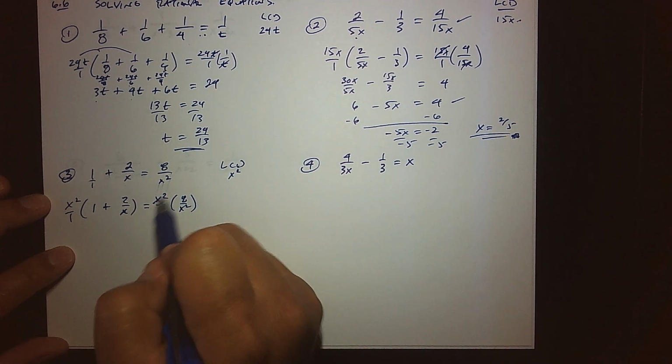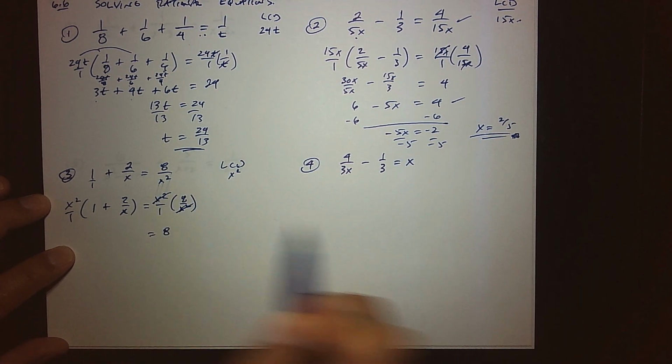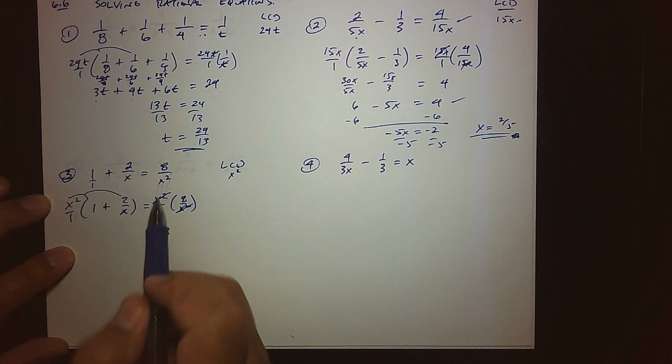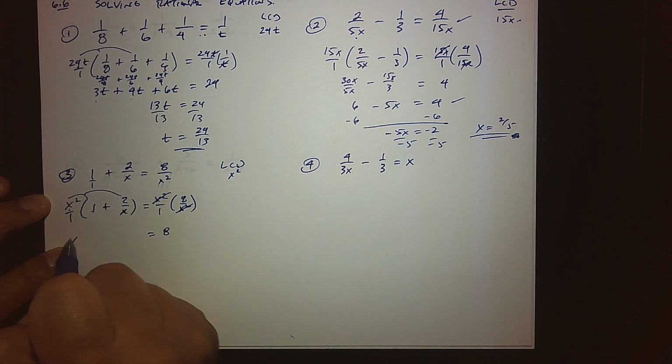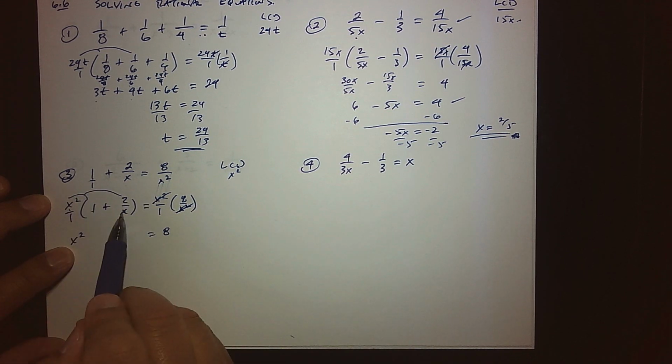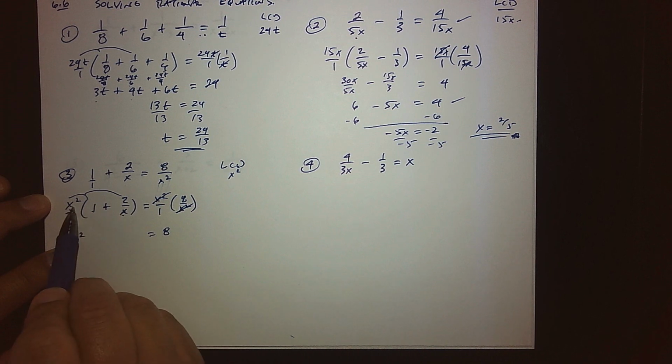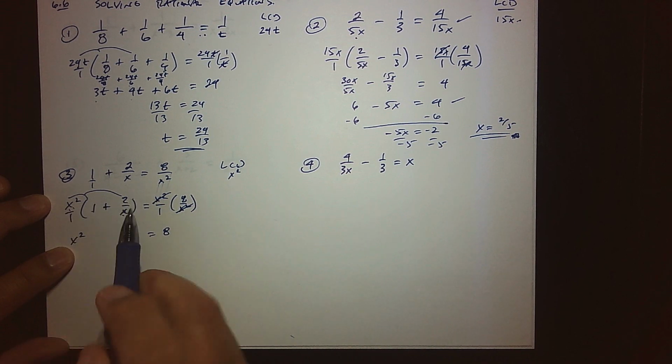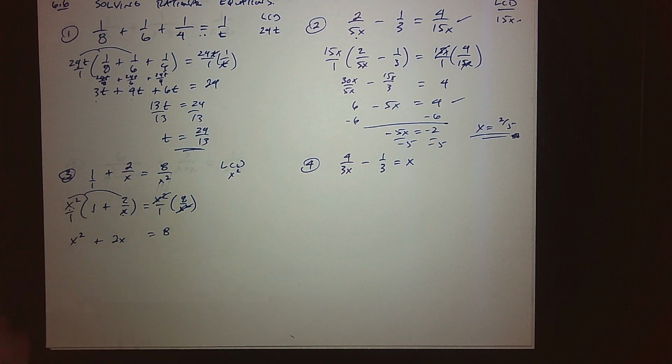And so over here, clearly the x squares cancel out, leaving us with 8. If we distribute here, x squared times 1 is x squared. And then there's an x down in the denominator. There's 2 of them up in the numerator, and we're timesing by 2. We'll end up with plus 2x. All right, so good news is we cleared the denominator.